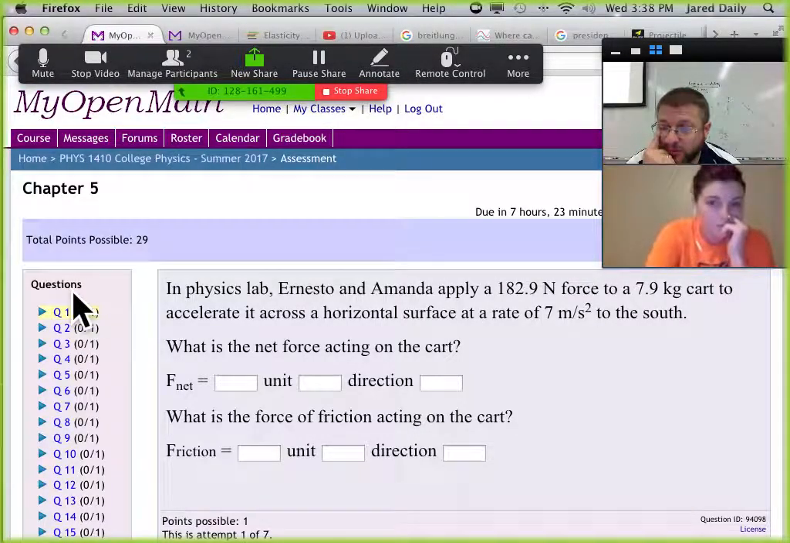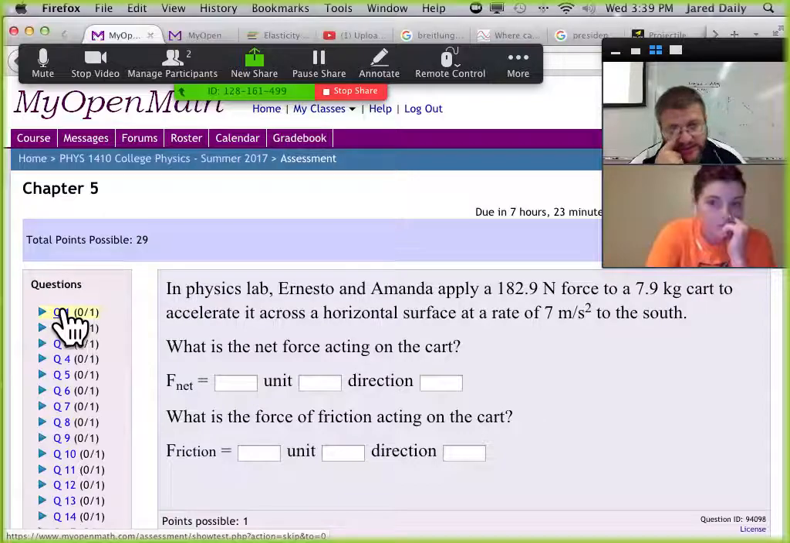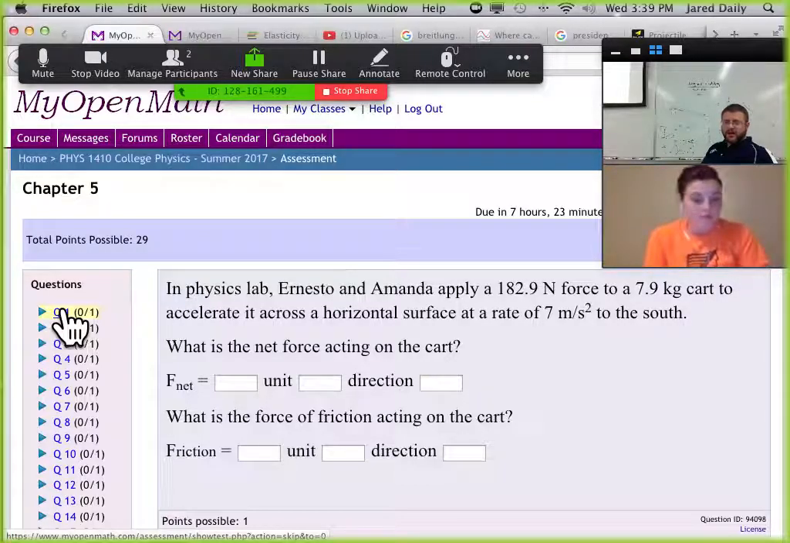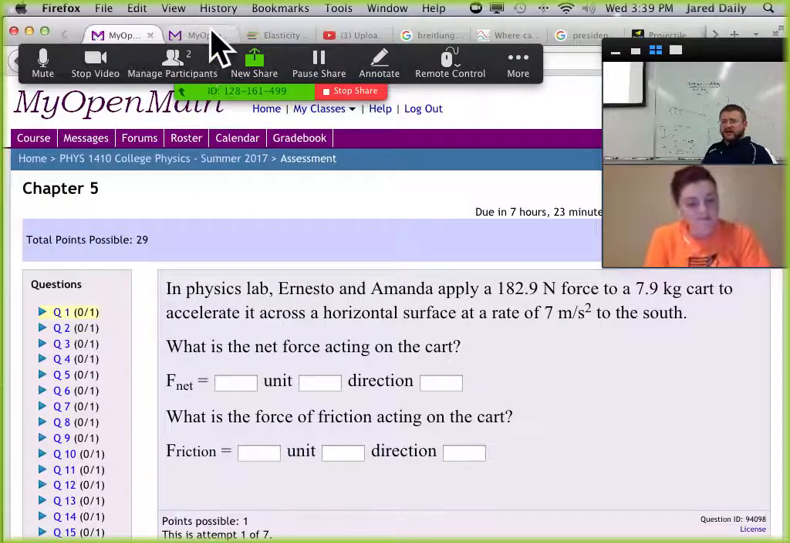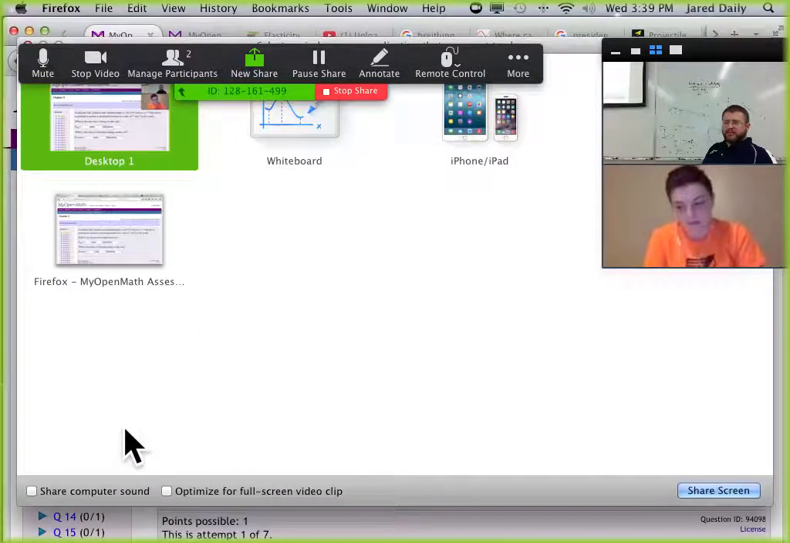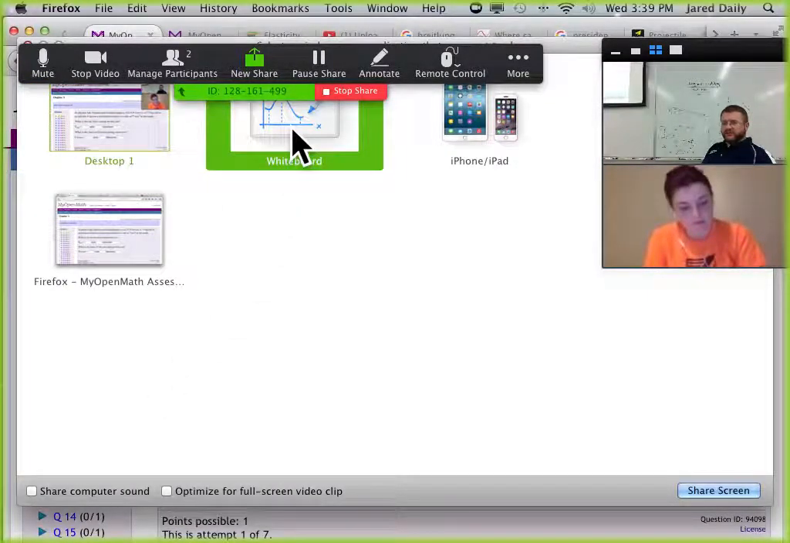Chapter 5, number 1. So here we have a cart and a force and a mass, an acceleration. And so let's take a look. Apparently there's a frictional force in this problem, so we need to set up our problem with a friction in it.